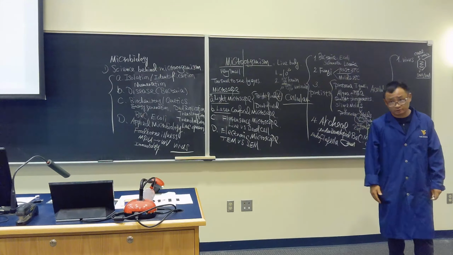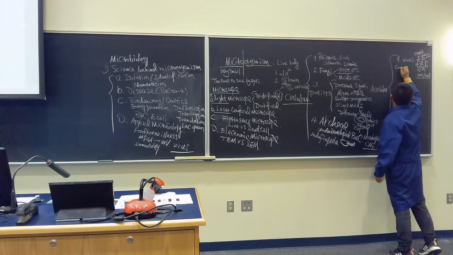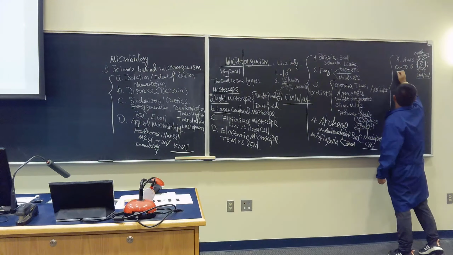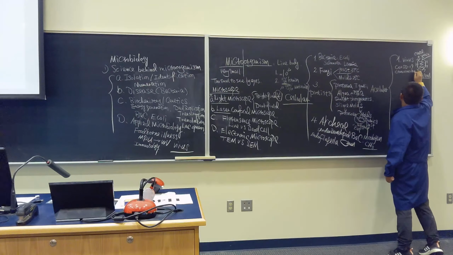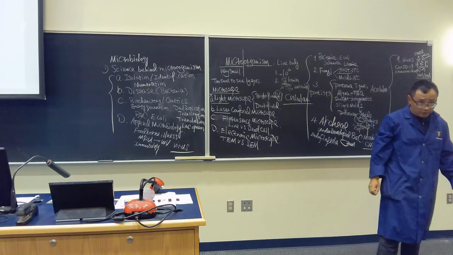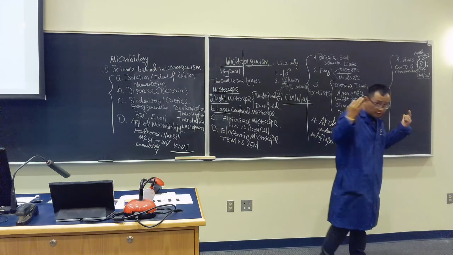Okay? So when we talk about the coronavirus, what does it look like? If you have these, like a crown, looks like that, so we call it coronavirus. COVID-19: coronavirus disease 2019, because it was found in December 2019, although the outbreaks happened in 2020.